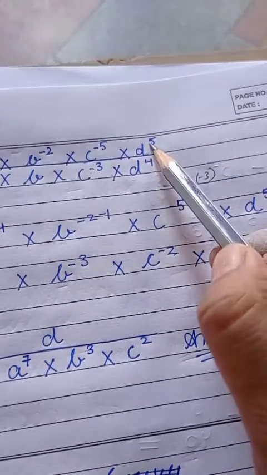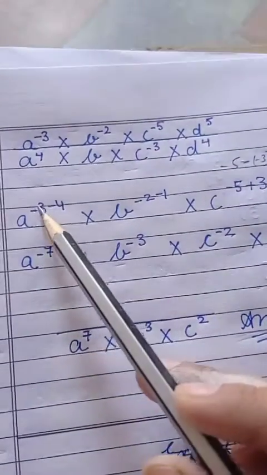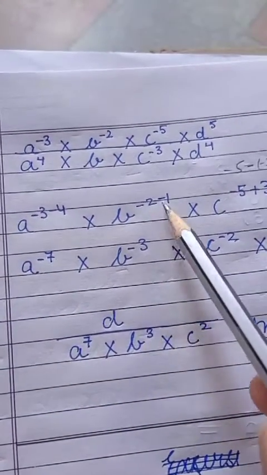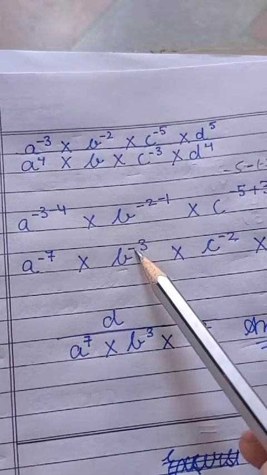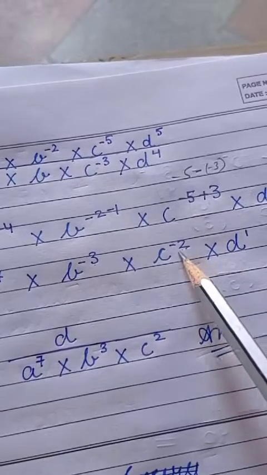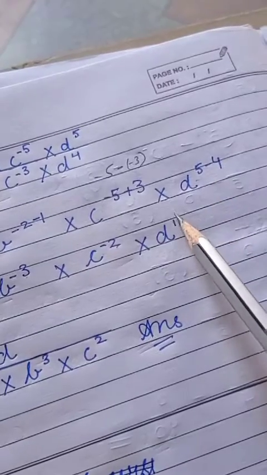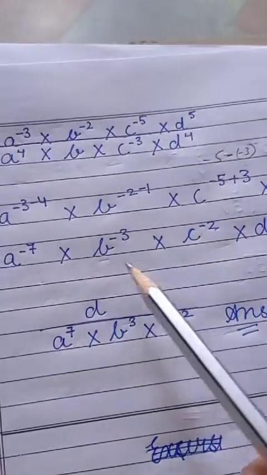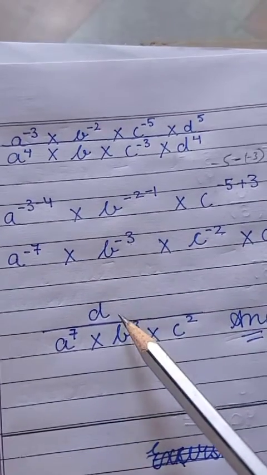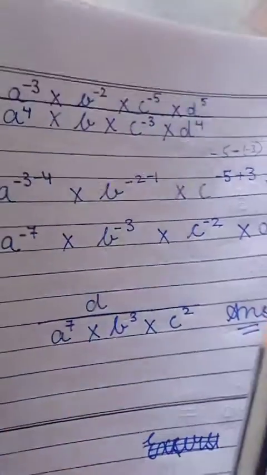Next is D raised to the power 5 minus 4. Clear? Now this will become A raised to the power minus 7, sign of greater number. B raised to the power minus 2 plus 1, minus 3 with sign of greater number. C raised to the power minus plus is minus, 5 minus 3 is 2, sign of greater number. And D power 5 minus 4 is 1. Only this power is positive, rest all the powers are negative. In order to make them positive, we'll take them into the denominator, and in the numerator you are left only with D. With this your second exercise is finished.